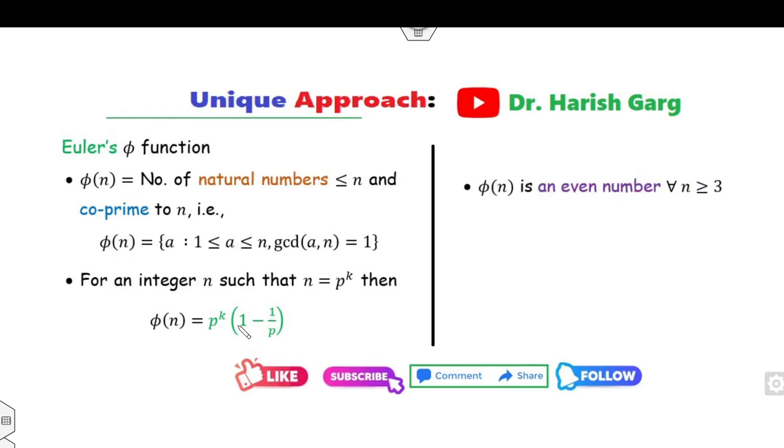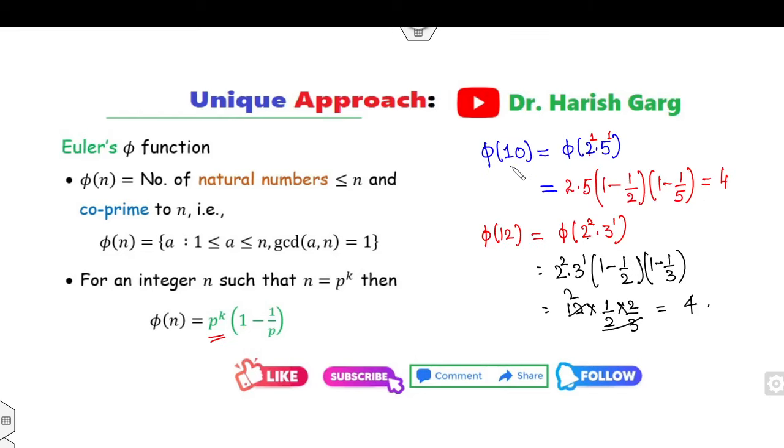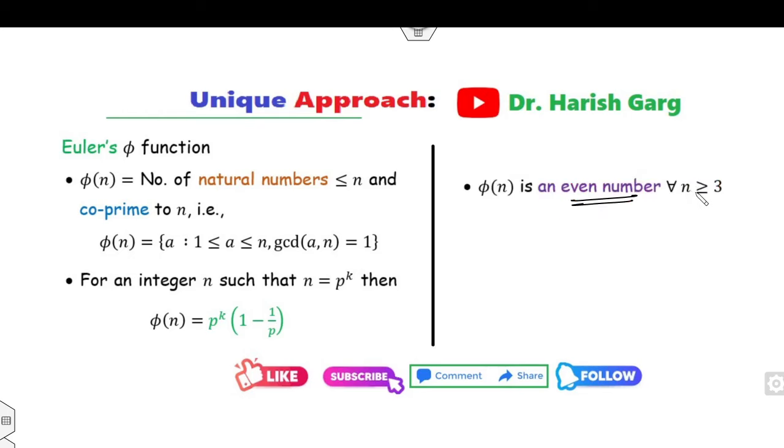Now, remember always, phi n is an even number whenever n is greater than or equal to 3. You can see I have taken 10, the answer is even, and 12, the answer is even. But make sure n is always greater than or equal to 3. If you want to find phi of a prime number, say 5, it is already written as 5, so I can write 1 minus 1 over p by using this formula. That again comes as 4.